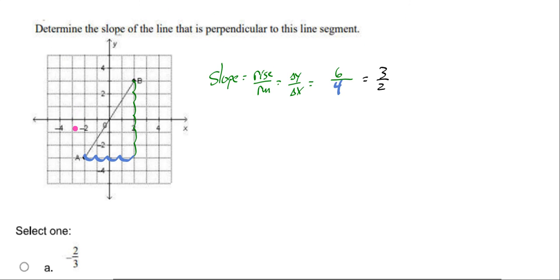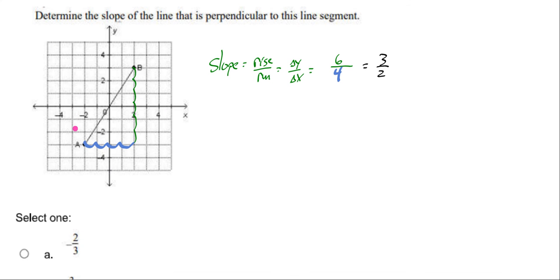Next, determine the slope of the line that's perpendicular to this line segment. We need to find the slope of this line. So this line goes up, well, 1, 2, 3, 4, 5, 6, and over 1, 2, 3, 4. So 6/4 is 3/2. And so the perpendicular slope is, you flip it upside down and make it negative. So that should be A.